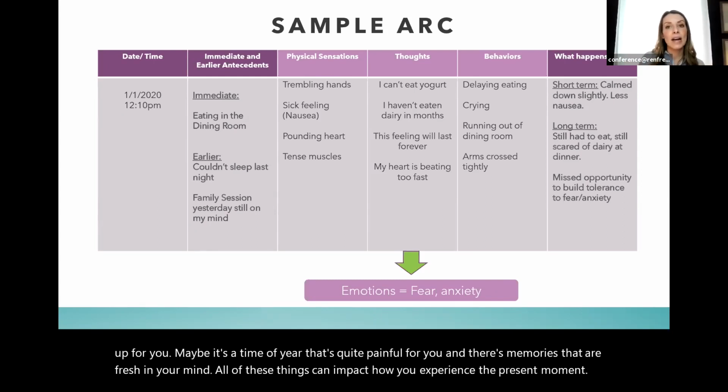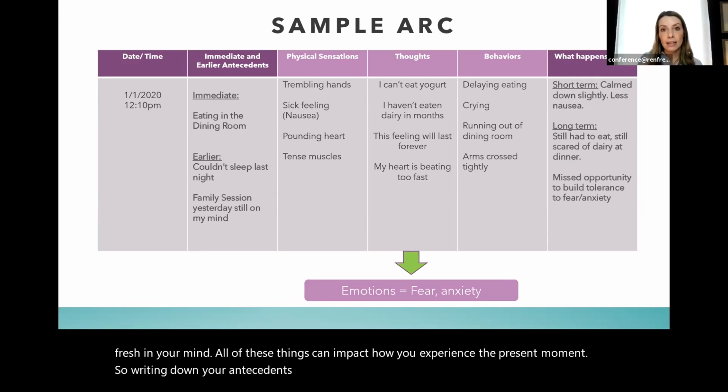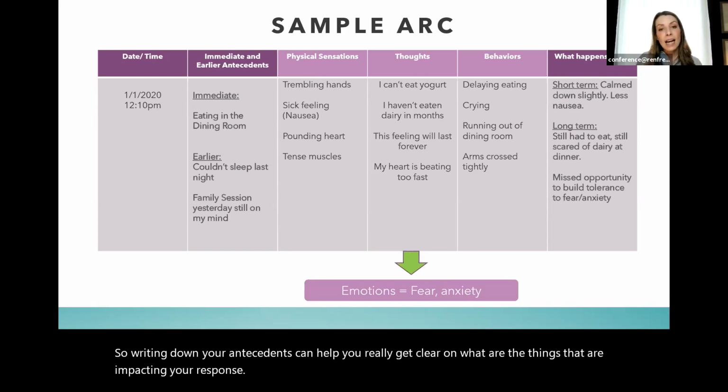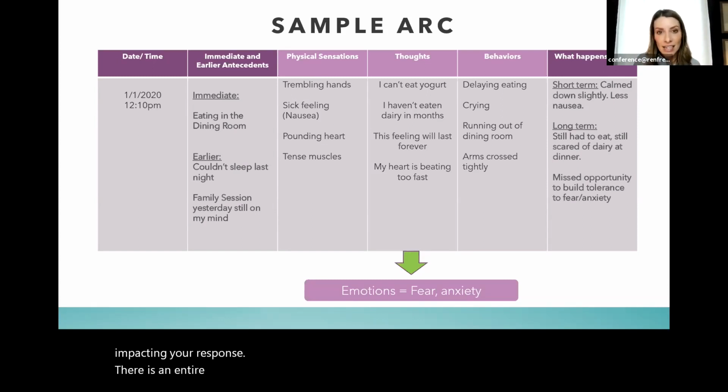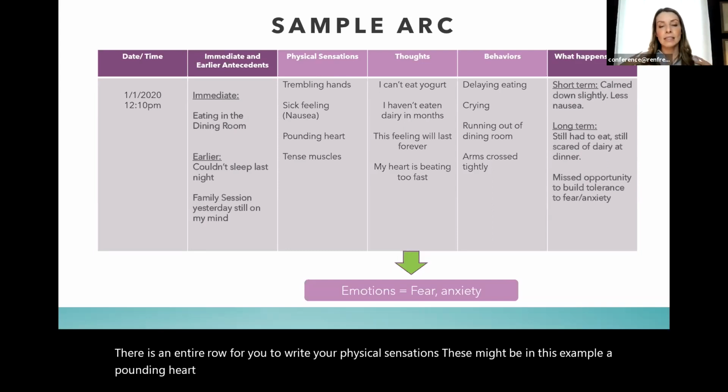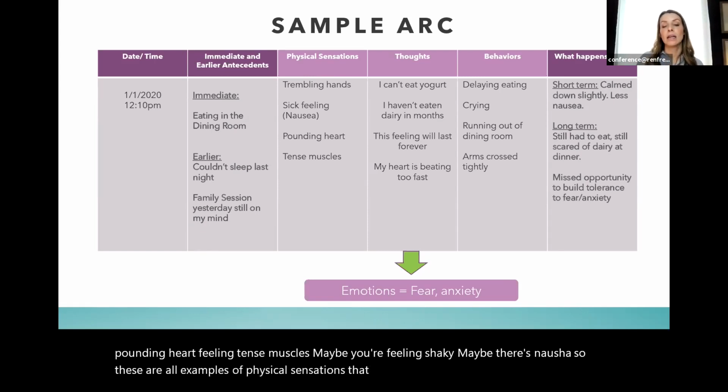So writing down your antecedents can help you really get clear on what are the things that are impacting your response. There's an entire row for you to write your physical sensations. These might be, in this example, a pounding heart, feeling tense muscles, maybe you're feeling shaky, maybe there's nausea. So these are all examples of physical sensations that could also impact the way you respond in this situation.